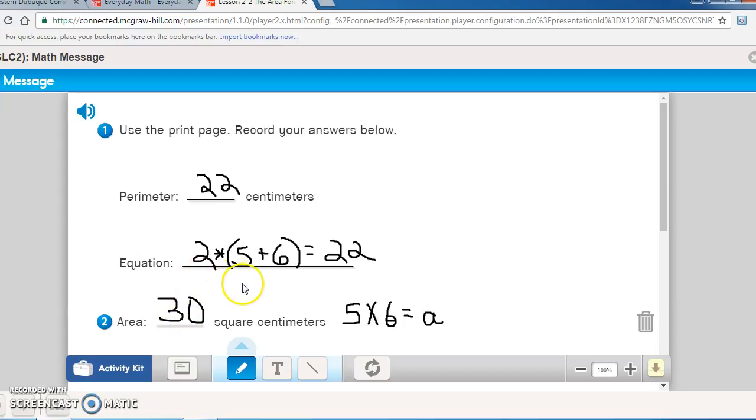So remember, the equations are slightly different for perimeter versus area. Area, we just take the length times the width, and that gets us the area answer. But in perimeter, we take 2 times the length plus the width. So you might want to think of perimeter as plussing.